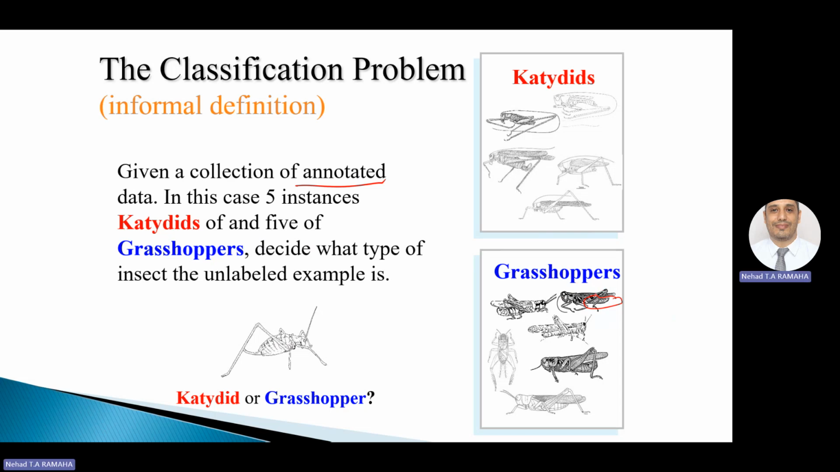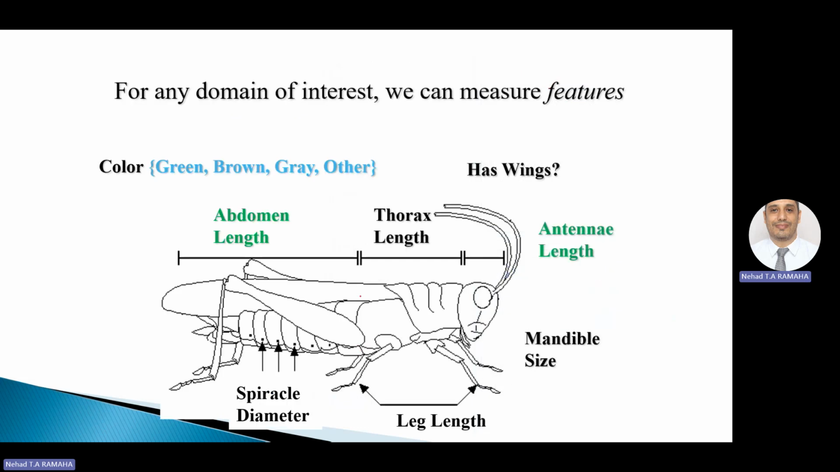So our problem is like this: we have two categories, each category labeled and having some features. And when we have a new insect like this, we need to categorize it. Is it a katydid or a grasshopper? It depends on the features. Okay, so let's look at some features.